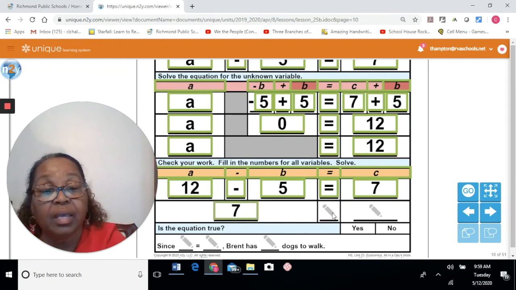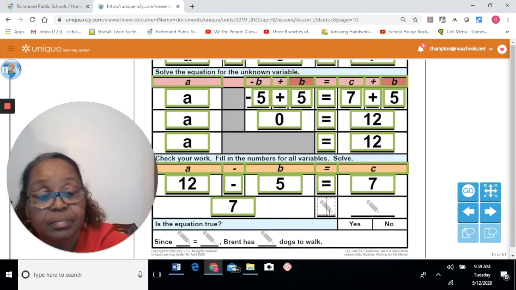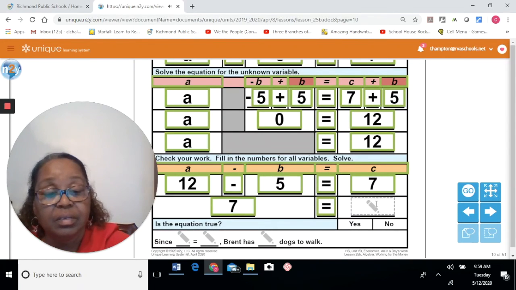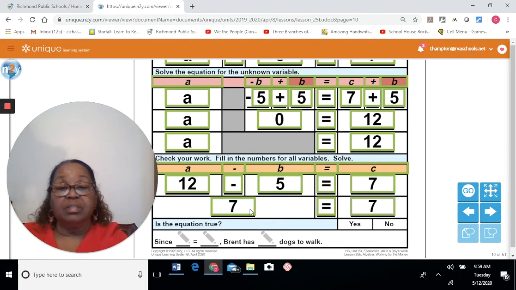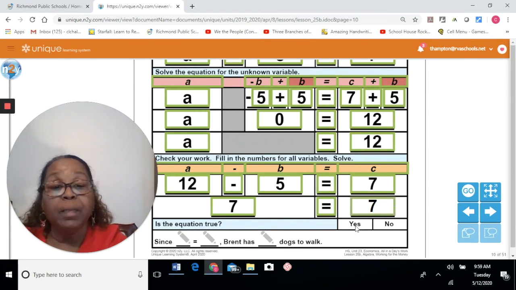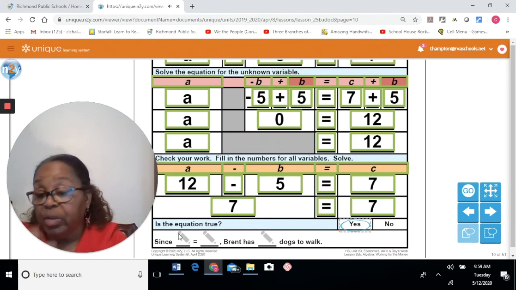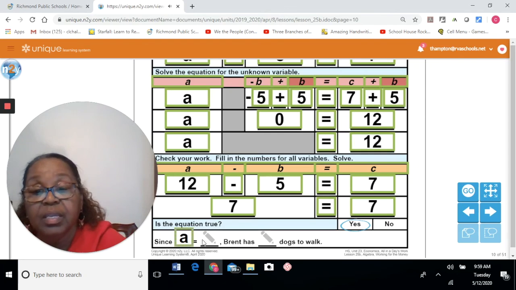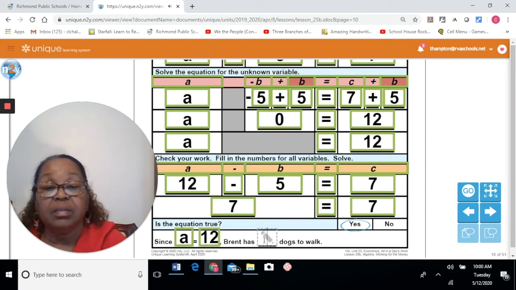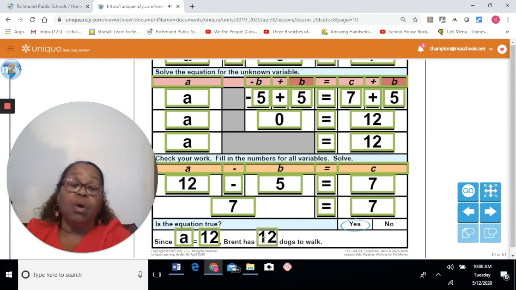Bring down our equal sign. And bring down the 7. 7 equals 7. The number on this side is the same as that side. So this equals is true. Is the equation true? Yes. We know we got it right. So since, I'm sorry, we were solving for A. Since A equals 12, Brent has 12 dogs to watch.